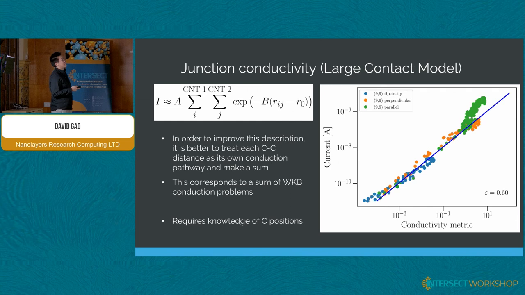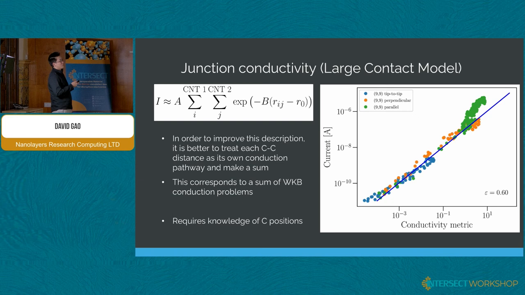So we've come up with a second model which tries to improve this description by treating every carbon-carbon distance in the system as its own conduction pathway, and you sum them all together. This is basically a sum of all the WKB conduction problems. The problem with this one, even though it's much better for these parallel junctions, is that it requires knowledge of carbon positions. If you remember the mesoscopic model, the nanotubes are represented by points, which are then expanded into cylinders, which means you've lost the individual carbon positions, and somehow you need to algorithmically put them back before you can apply this one.